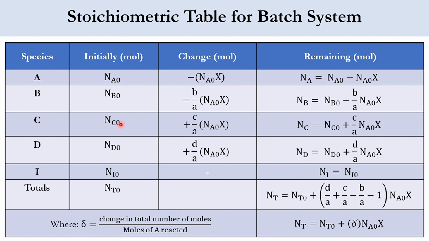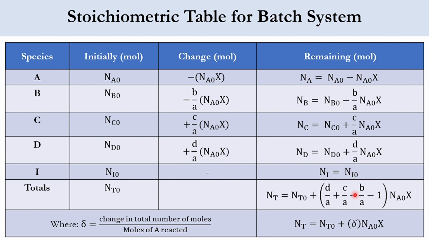Similarly, Nc will be Nc naught plus C over A into Na naught x, and Nd naught plus D over A into Na naught x is equal to N of D, which is the number of moles of D at the outlet of the reactor. Ni, the number of moles of inert, will be the same as that of the inlet.